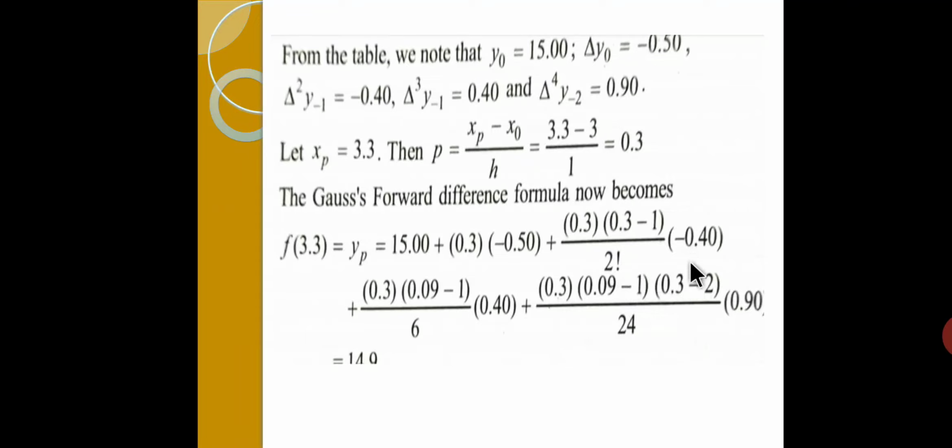Here this is the delta square y minus 1 value. Next term, delta cube y minus 1 value. In this, delta power 4 y minus 2 value. So we substitute all values from the difference table. We simplify this calculation by using a calculator. We get the final value 14.9. So at x is equal to 3.3, the value of y is 14.9.